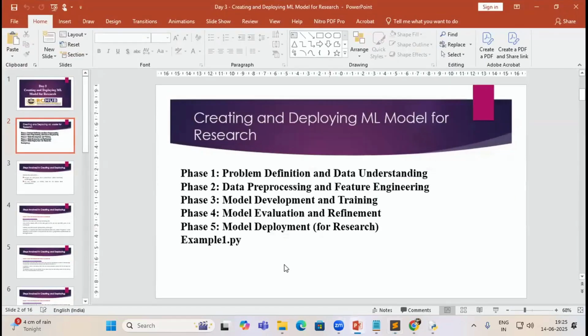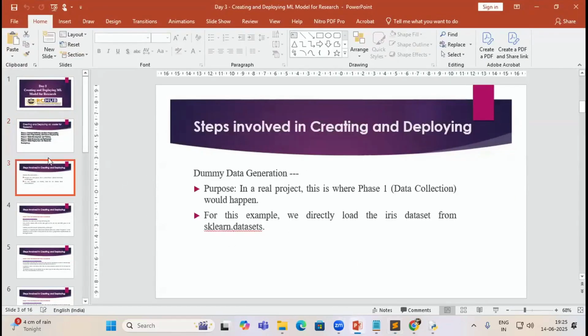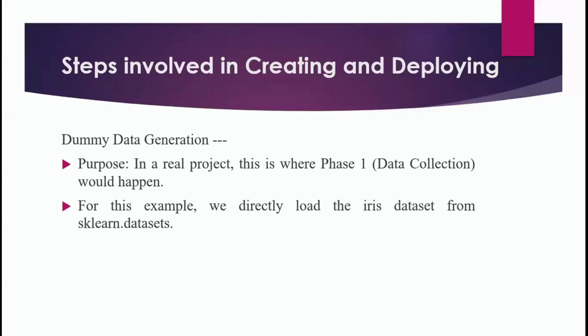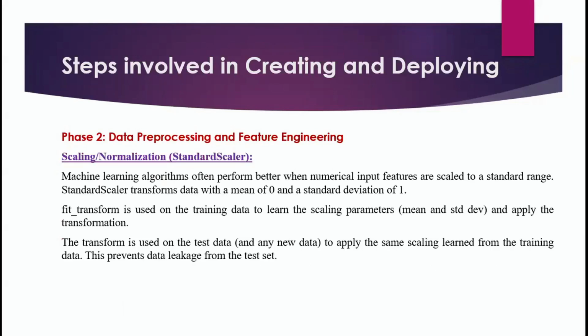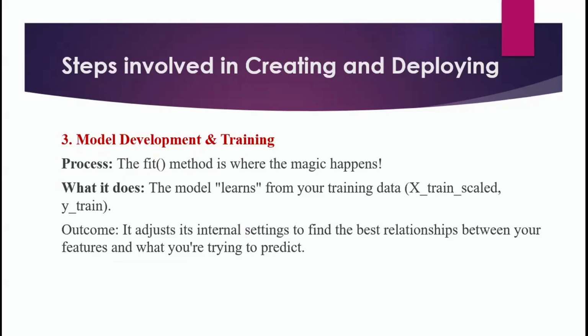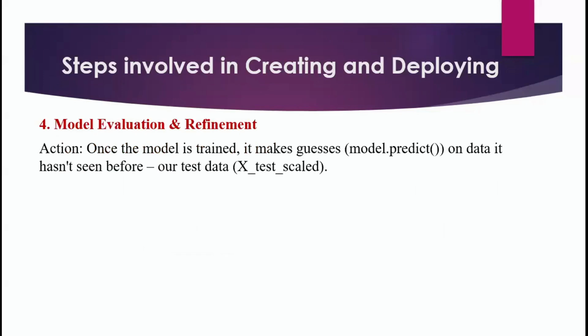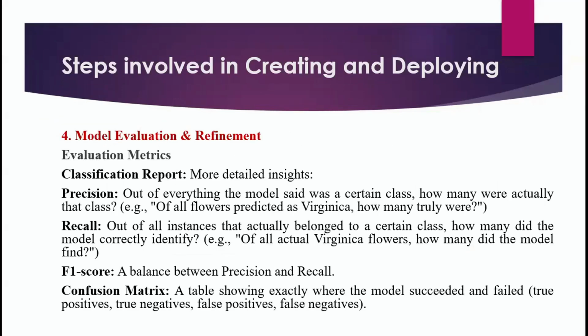So this is the first program we have discussed here. Based on that, the first one is dummy data generation. The second one is data splitting. The same problem that I gave, the same thing has been given here. And the third one is data processing. We are going with the second part, 2.2, scaling and normalization, right? And the third one is model development and training. And the fourth one is model evaluation. In that, we are coming here with a classification report and especially precision, recall, F-score, and confusion matrix.